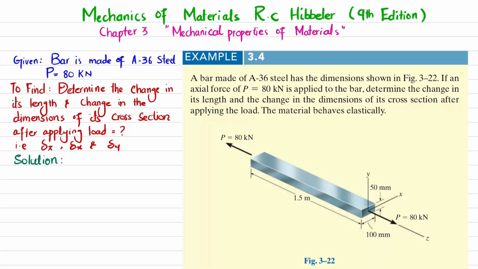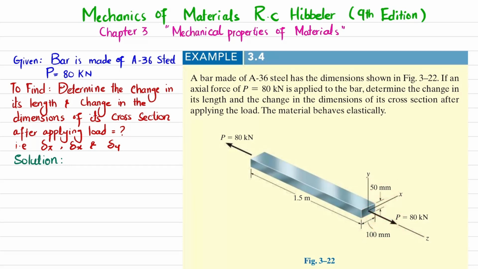The material behaves elastically. So you can see this is the bar. Its length is 1.5 meter in the direction of Z. Its width is 100 millimeter and thickness is 50 millimeter. So this is the cross section, these are the dimensions of this cross section, and P load is applied in the direction of Z.